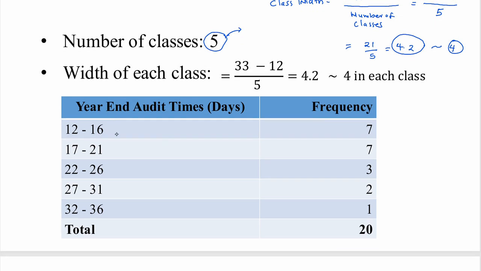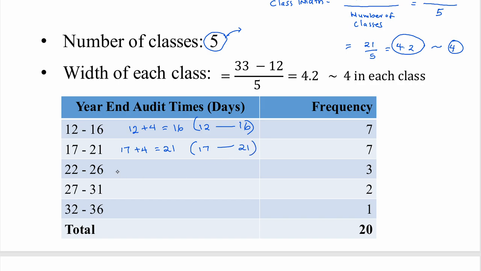And for each class, we're going to start from the lowest number, which is 12. 12 plus 4, which is the class width, will give us 16. And so for this class, we are moving from 12 to 16. Now we do the same thing here. After 16, we go on to the next batch, which is 17. 17 plus the 4, we're looking at 21. So the next class will range from 17 to 21.